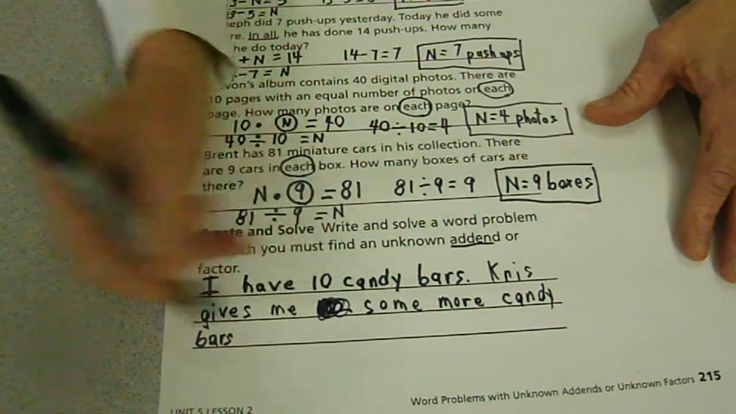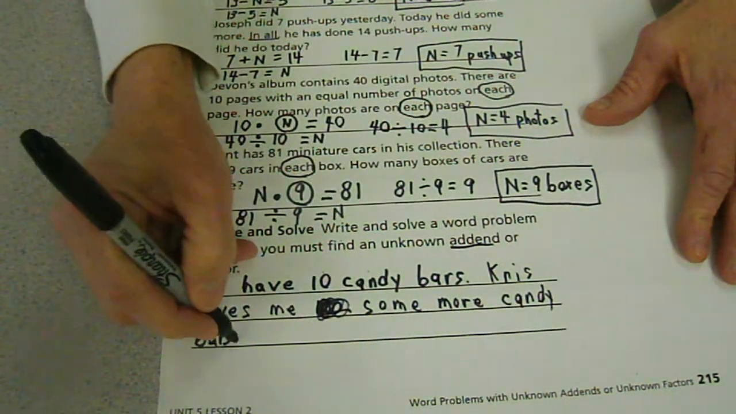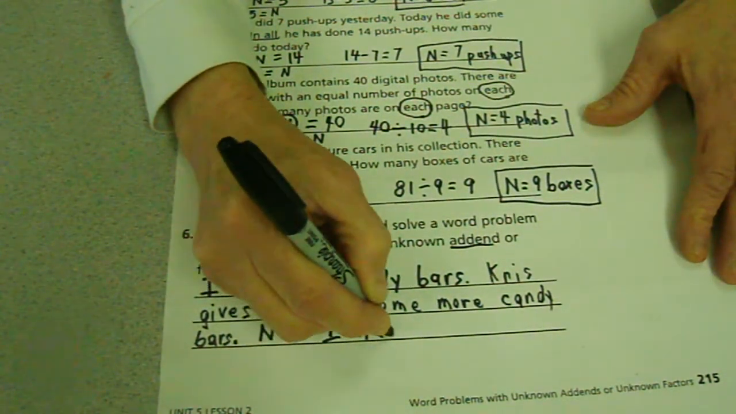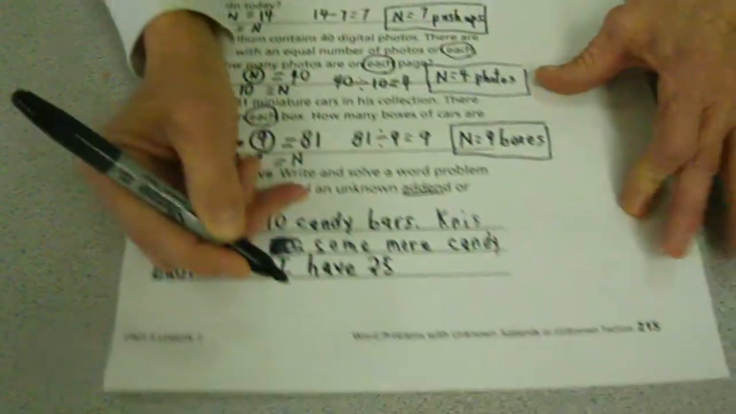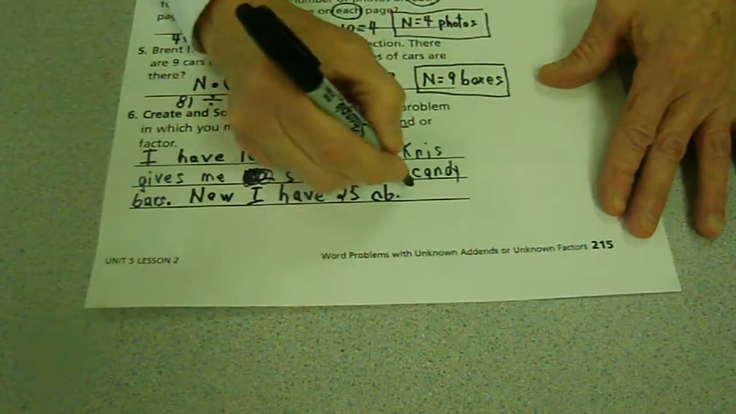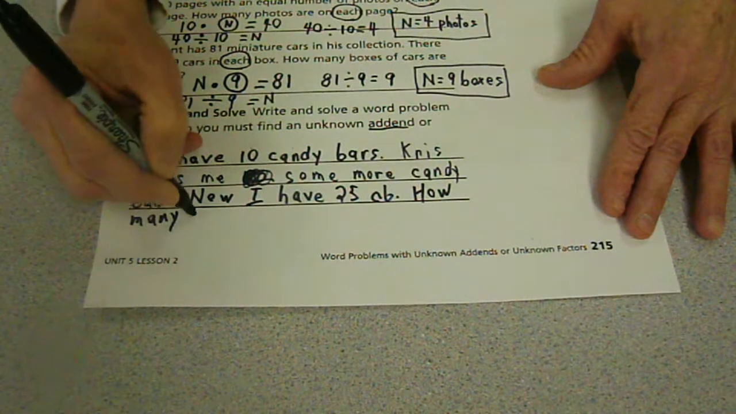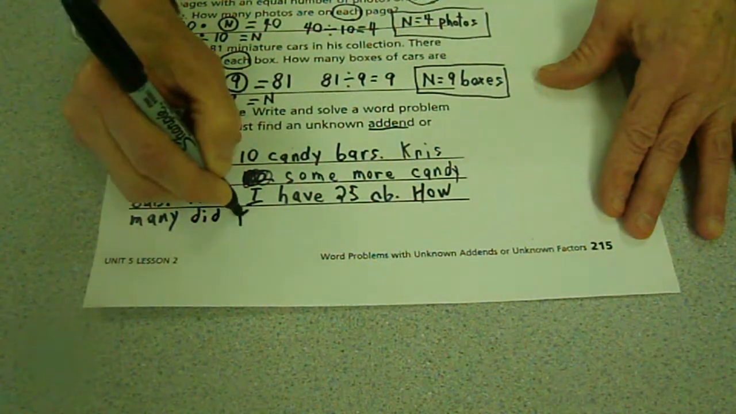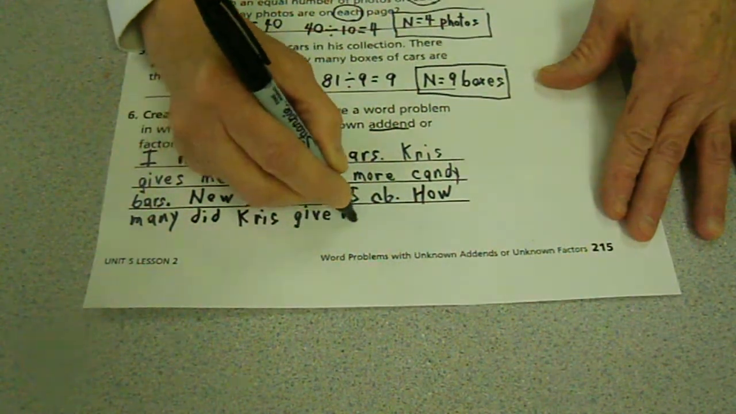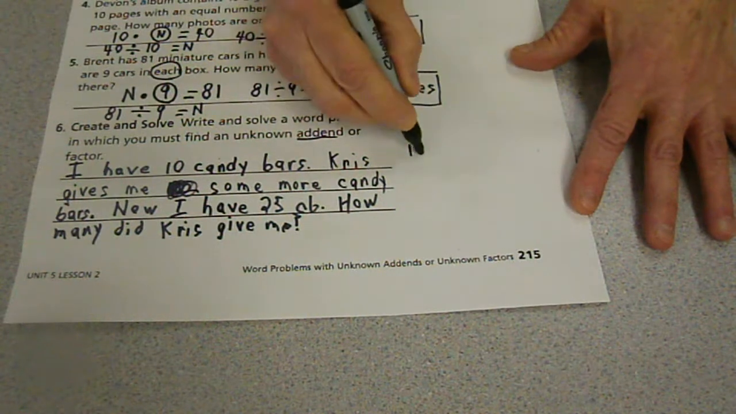Remember, I have 10 candy bars. Chris gives me some more candy bars. Now I have 25. I'm just going to put CB for candy bars. My question now, how many did Chris give me? So my equation would be I have 10 candy bars, 10.